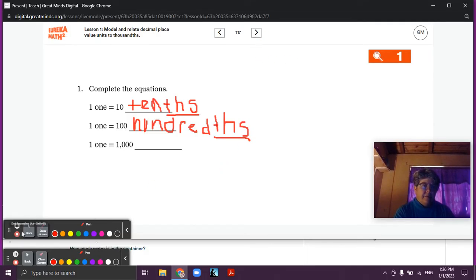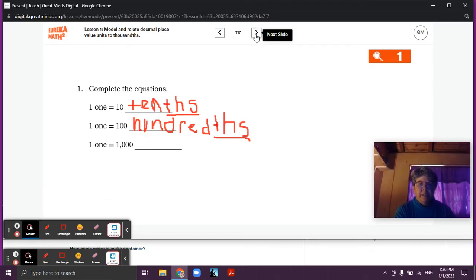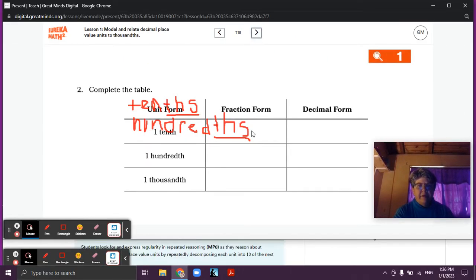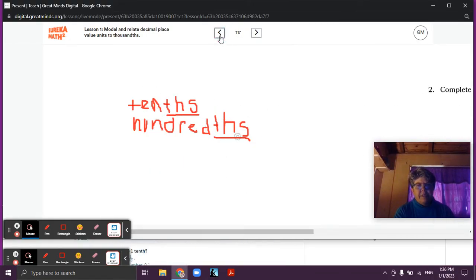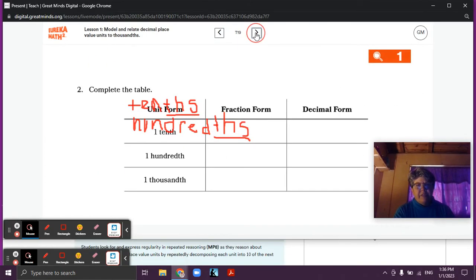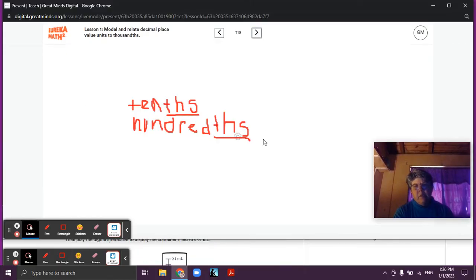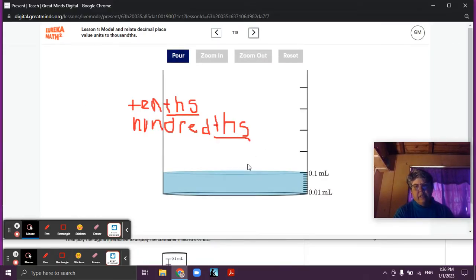Okay, and now let's go over to number 2. Some of you might have already been filling that in. You know what, let's finish this part. Then it won't be so messy on our screen. Here is our zoomed in, and we can see the hundredths. Now let's pour again. And now we're going to go all the way down to 1/100th. See, that's very small, 1/100th of a milliliter. And we're going to zoom in on that one.